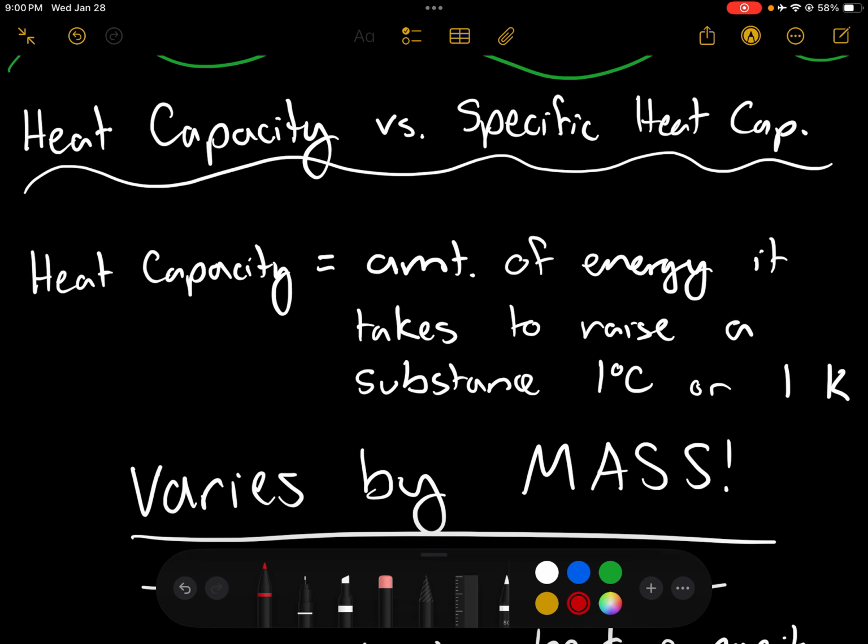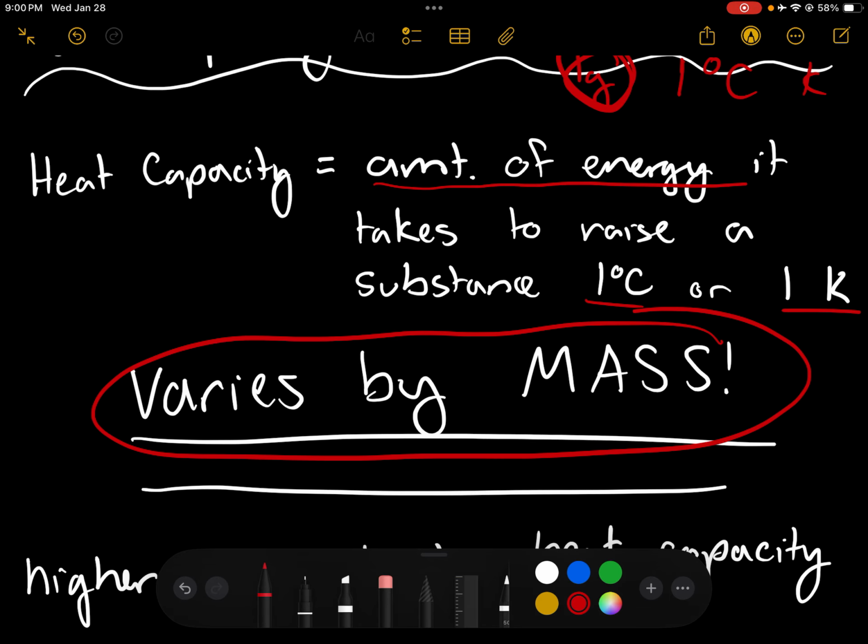Terminology that you could see: heat capacity versus specific heat capacity. So we already know that specific heat capacity is the amount of energy it takes to raise 1 gram of a substance 1 degree, and that could either be Celsius or Kelvin. Heat capacity is similar, but it's not the same. Heat capacity is the amount of energy it takes to raise a substance by 1 degree Celsius or 1 Kelvin, but not specifically 1 gram of it, which makes heat capacity and specific heat capacity very slightly different from one another because heat capacity is going to vary by mass.